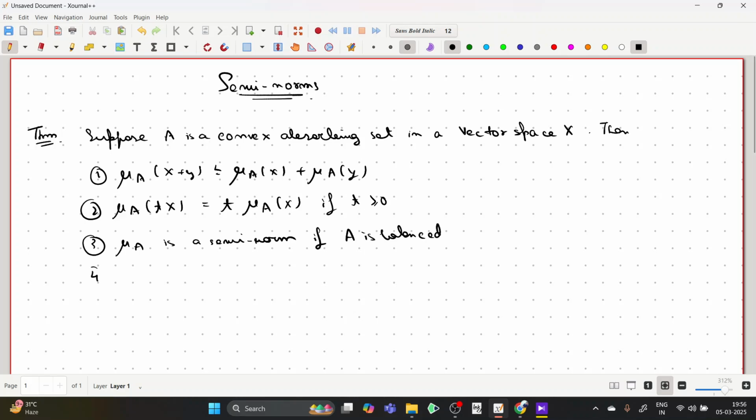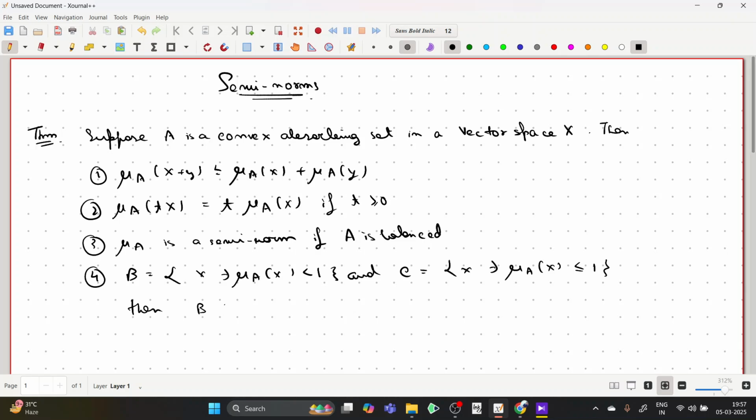Number 4, if you choose this set B to be the collection of all elements x such that its value under the Minkowski's functional is less than 1, and if you choose C to be x such that mu A of x is less than or equal to 1, then B is contained in A is contained in C, and what we have is that mu B is the same as mu A and it's the same as mu C.